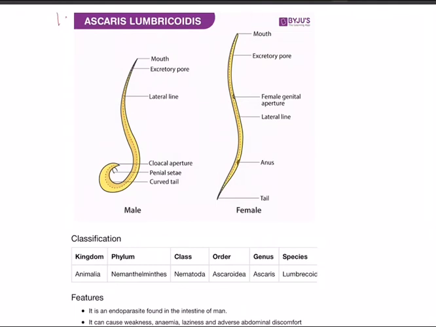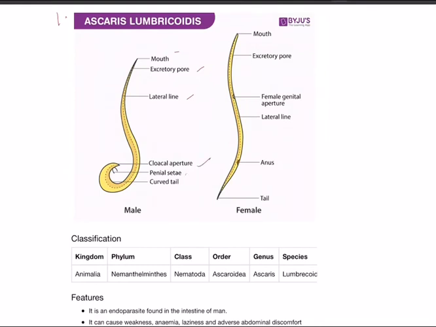Roundworm: first, write that the given specimen is roundworm, and write the biological name, Ascaris lumbricoides. Second, draw the diagram. See whether a male or a female is given to you. Just identify. How to identify? By the length of the animal. If it is short, then it is male. If it is long, it's a female.